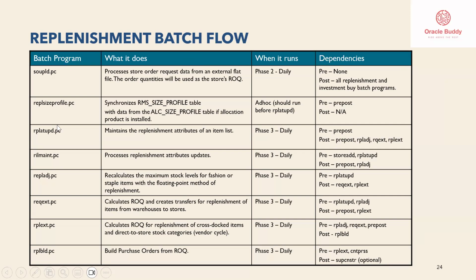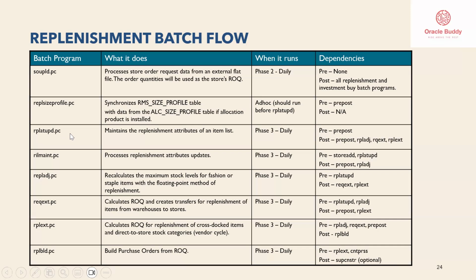So the first one is soupld.pc. This processes the store order request data from an external flat file. The order quantity will be used as the store's ROQ. Next is ripple size profile.pc. It synchronizes the RMS size profile table with data from the ALC size profile table if allocation products are installed.